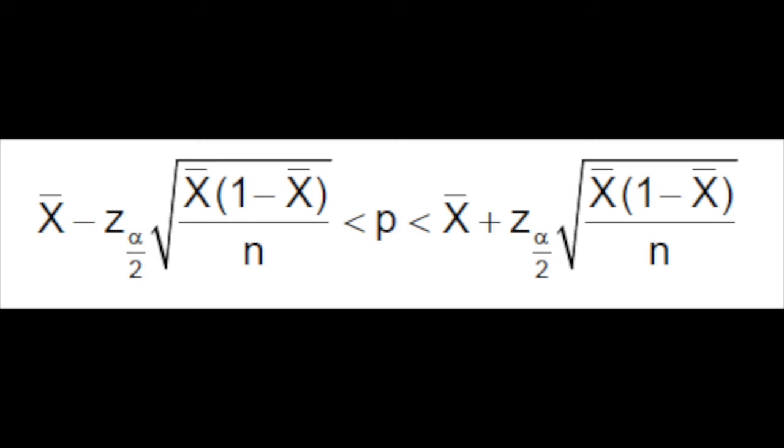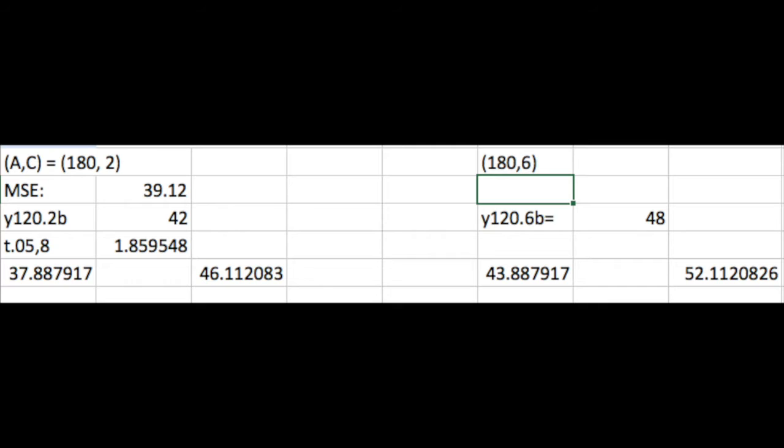For the confidence interval, it is necessary to use the next formula. Using this formula and the results obtained in our 2K, we can give a confidence interval for the first interaction that the waste is going to be between 37.88 and 46.1 units, while the second one has a waste between 43.88 and 52.11 units. With these results, we can assume that the best combination is the first one of 180 degrees and 2% of concentration.